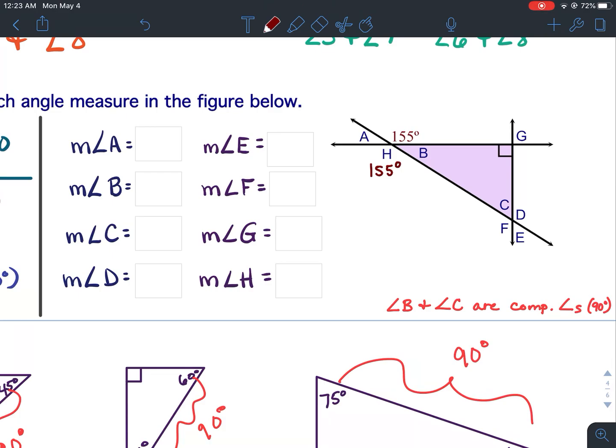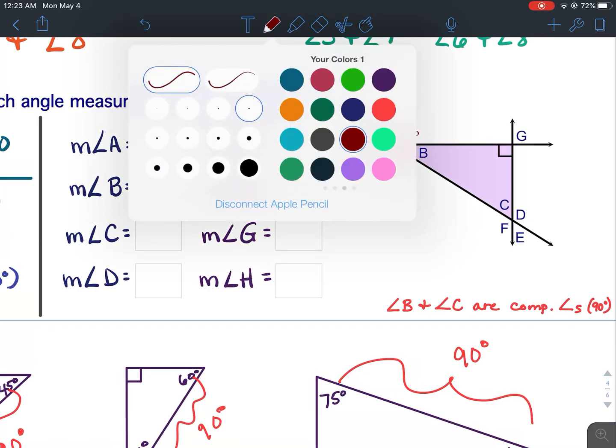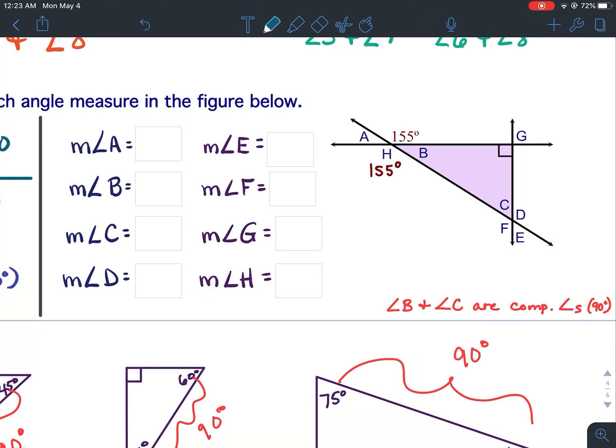Well, the next angle we're going to find is either going to be A or B. Let's just use A. Those 2 angles form a straight line. If they form a straight line, that means they are a linear pair, and linear pairs are supplementary. So I would like you to put linear pair, which means they add up to 180. So 180 minus 155 is 25. So angle A is 25 degrees.